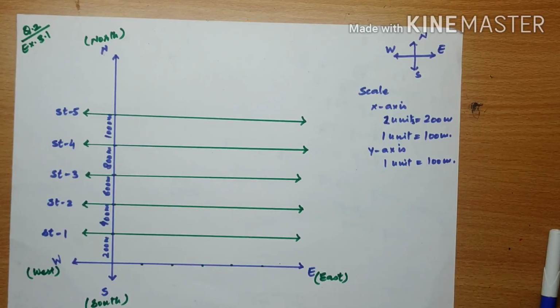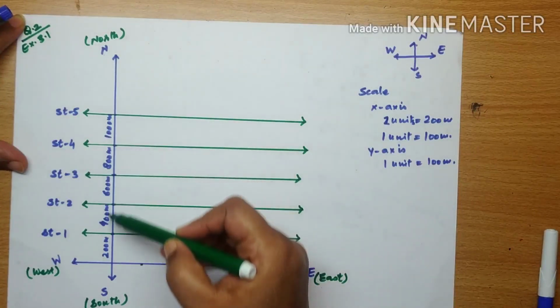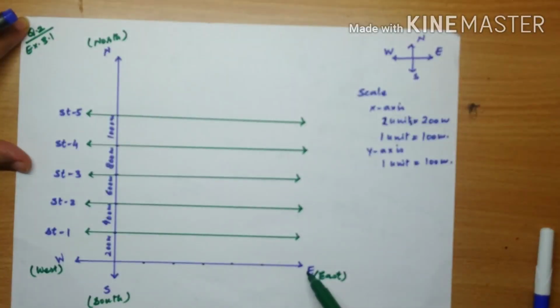Students, now we will be doing in this video question number 2, exercise 3.1 of chapter 3. Now in this question, he asked us to make a street plan, to make a model of a city in which we have two main roads which cross each other at the center of the city. So the main roads I have denoted by these blue pens. These are the two main roads.